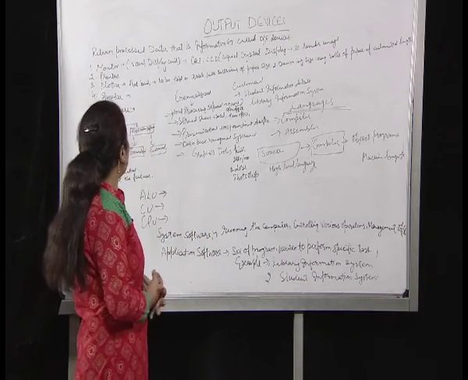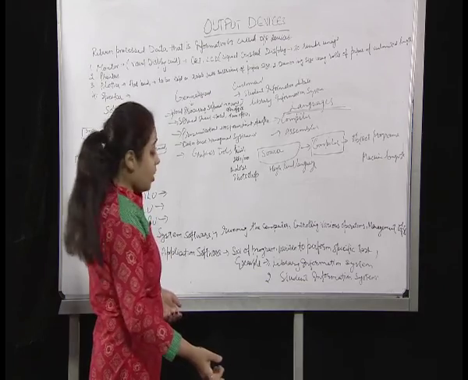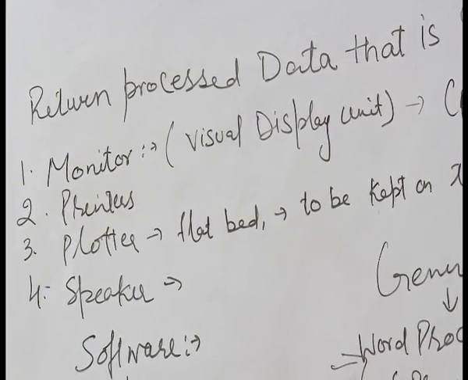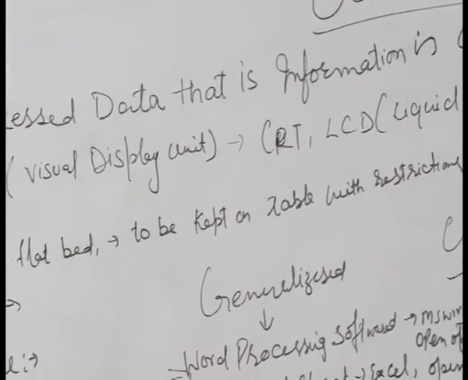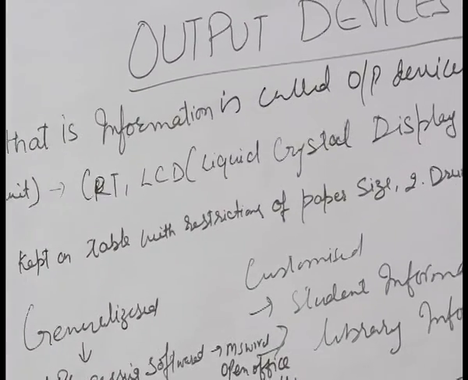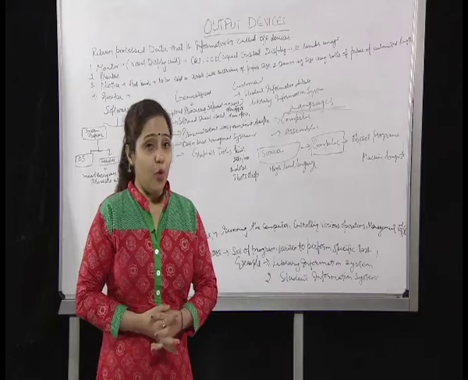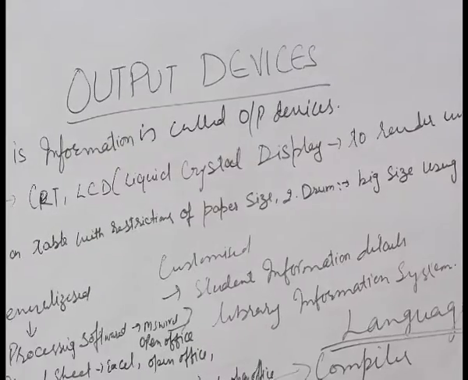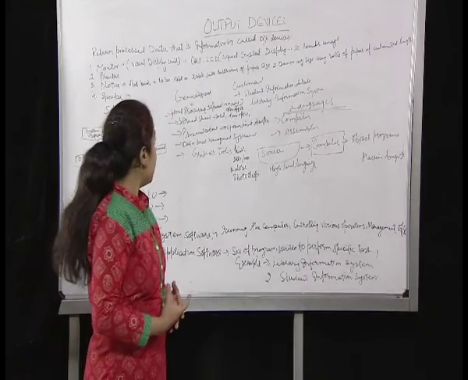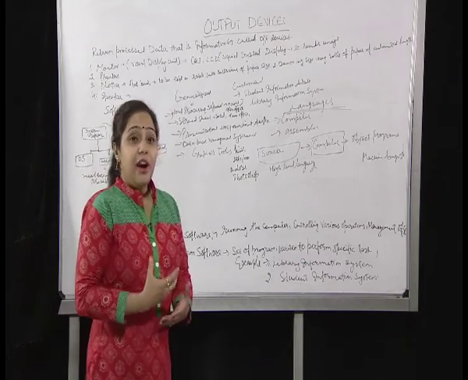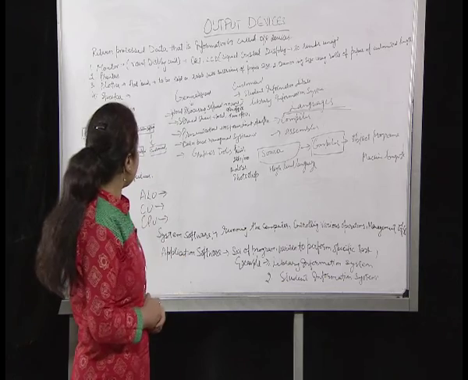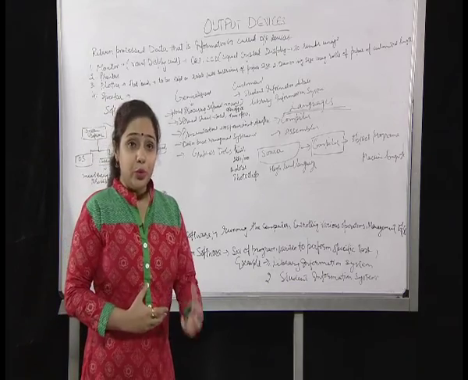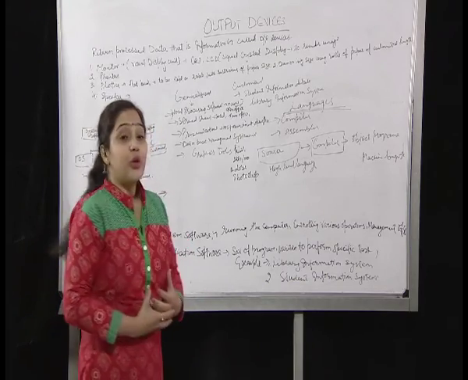What I am discussing today is monitors. Monitors are of two types: first is the CRT, and second is the liquid crystal display. What is a CRT? A cathode ray tube is a type of monitor. It is basically the same as the televisions we have in our homes. It has a vacuum inside, which is why it is called a cathode ray tube.